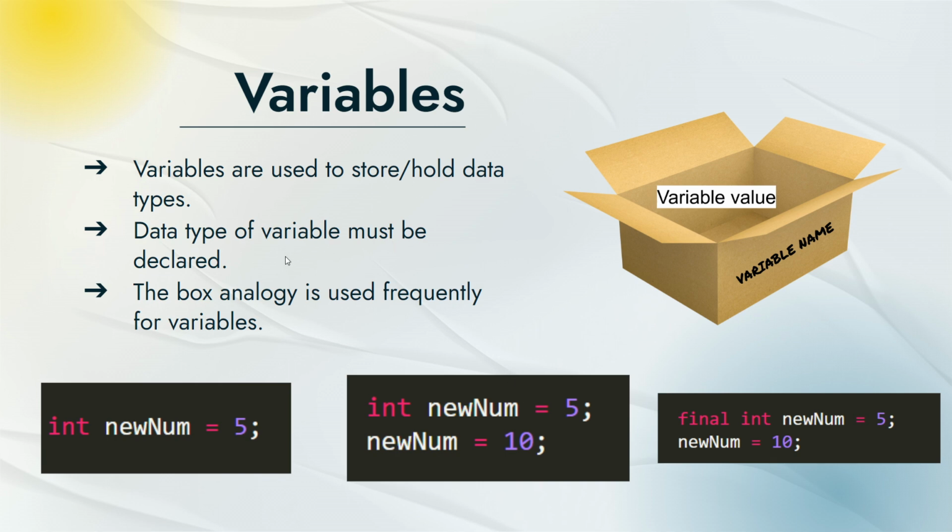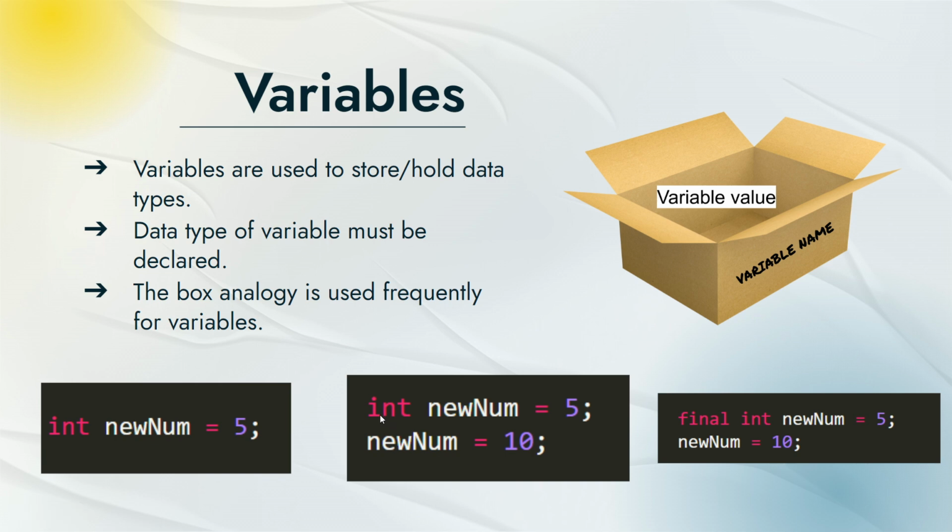The data type of the variable must be declared. So since 5 is an integer, you have to specify that it is an int. So you say int represents the data type. This new num is basically a name. It can be any name. That is just the name I decided to choose. And then you say equals 5 semicolon. 5 is the value that the variable new num holds. The new num is the name of the variable.